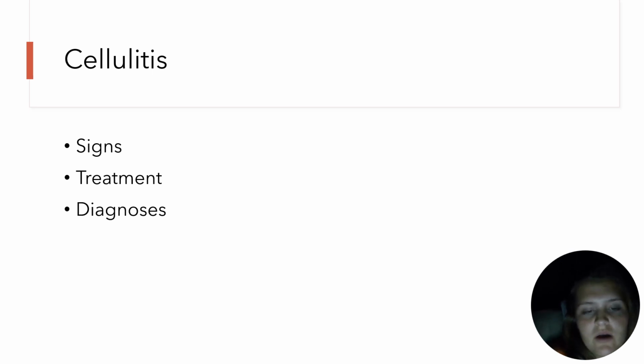Okay, so cellulitis. This is also commonly seen in the hospital. So some more signs, treatment, and diagnosis. It's very fast spreading, and it's of the dermis. Some signs you would see: pain, tenderness, swelling, and warmth. So kind of like an infection, signs and symptoms.